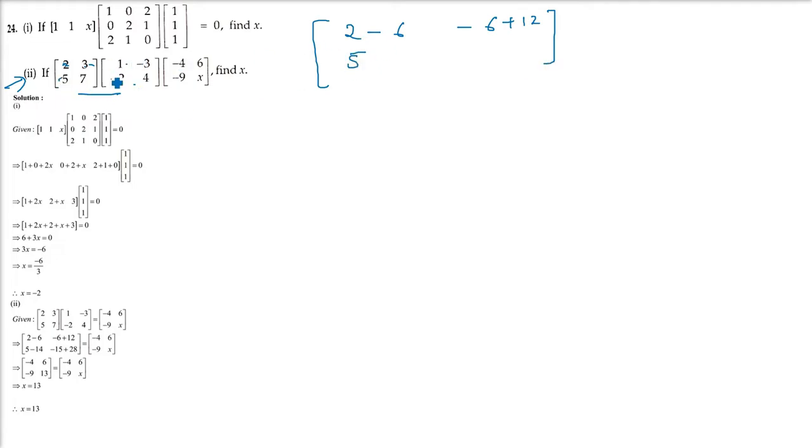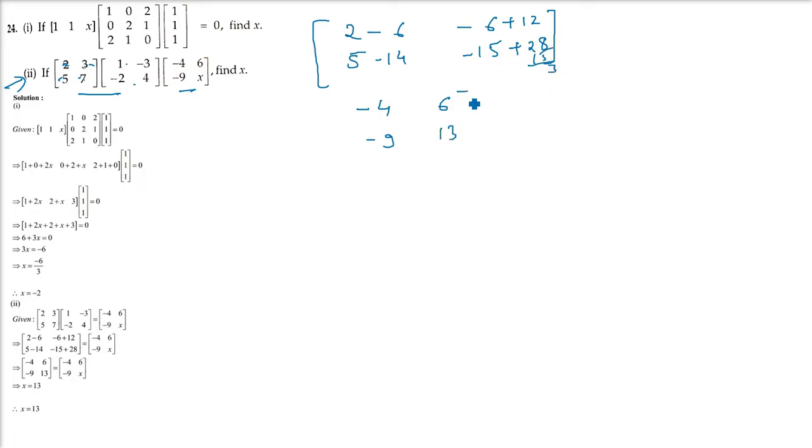5 into 5, 5 into 7, 5 into 7 is 14, minus 14. 5 minus 3 is minus 15, 7 into 4 is 28. Okay, so we have to multiply it with what? So let me just write it. This is minus 4, this is minus 9, this is going to be 6, and this is going to be 13. 28 minus 15 is going to be 13.